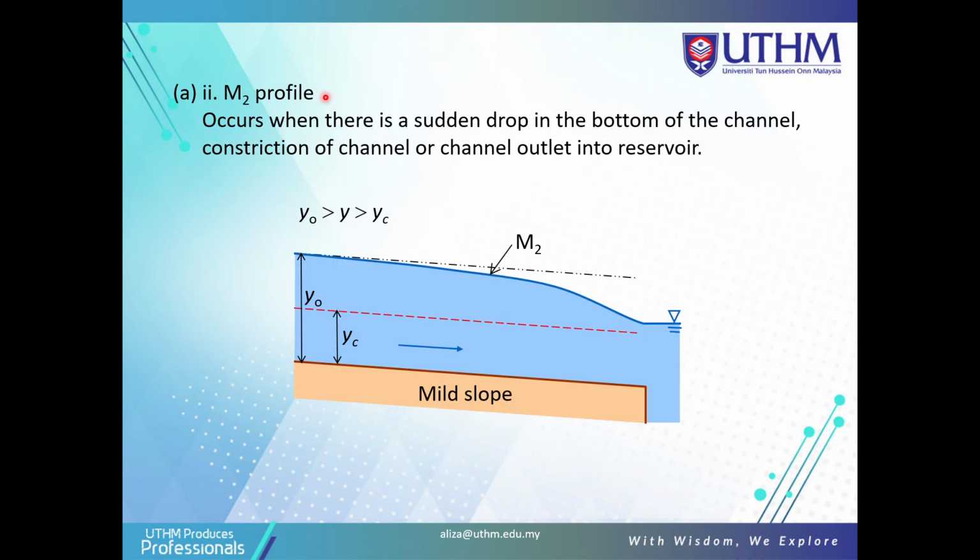The M2 profile occurs when there is a sudden drop in the bottom of the channel, a constriction of the channel, or a channel outlet into a reservoir. So this is also maybe a sudden drop here. Okay, M2.